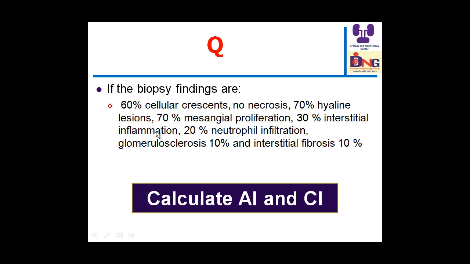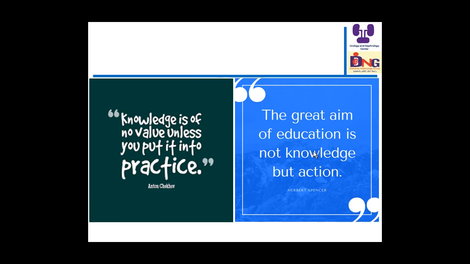30% interstitial inflammation, 2, is 15. 20% neutrophil infiltration. So the total activity index is 16 out of 24. Glomerulosclerosis in 10%, it's 1. Interstitial fibrosis 10%, 1. So chronicity is 2 out of 12. So we have here activity 16 from 24 and chronicity 2 from 12.